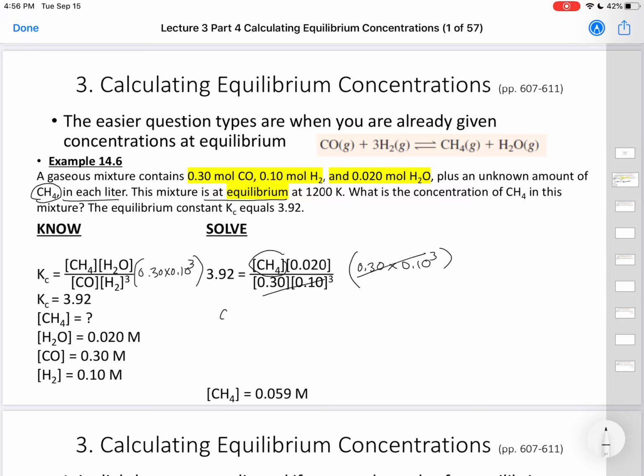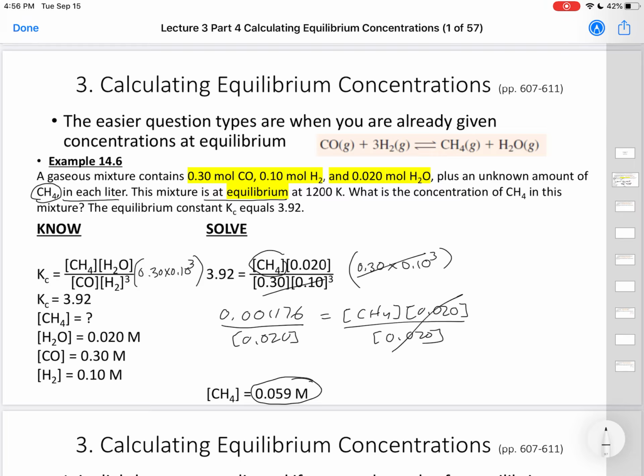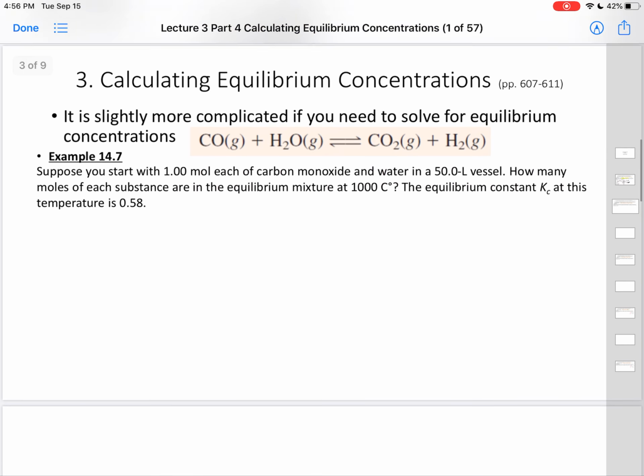That comes out to 0.001176 is equal to CH4 times 0.020. Okay, dividing both sides by 0.020, we will get that CH4 is equal to 0.059. This is the easier way to do it because the problem already gives you everything at equilibrium.